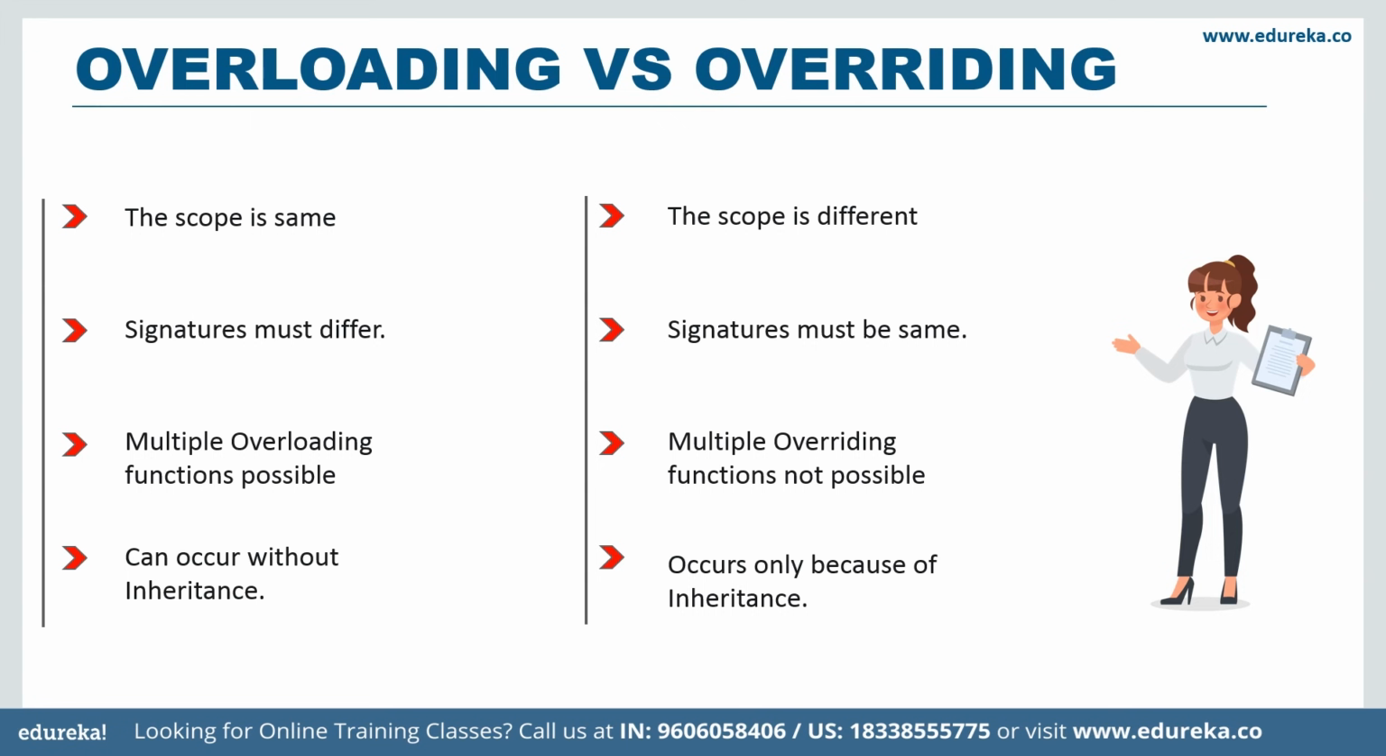Then the second difference: signatures must differ when you're overloading, whereas signatures must remain the same when you're overriding. The next difference is that multiple overloading is possible, whereas multiple overriding is not possible. And the last difference between the two is that overloading can occur without inheritance, while overriding will occur only because of inheritance. Now let us move on further and understand interface.